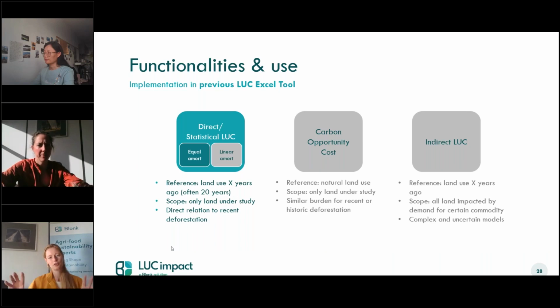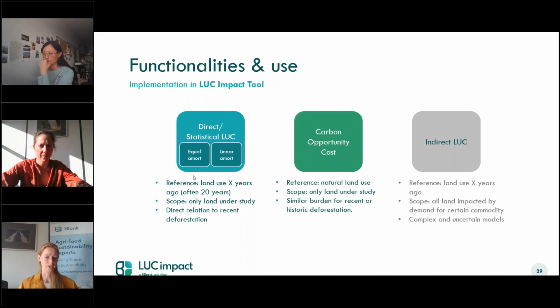So we saw this overview before with these three main land use change metrics. And before, in our previous Excel-based land use change tool that some of the listeners might know, there was one method implemented, which was direct land use change and statistical land use change, and then only the equal amortization. Now we have transferred into a web-based land use change impact tool with extended functionalities, and we included also this linear amortization within direct and statistical land use change, but also included an interpretation of the carbon opportunity cost metric.